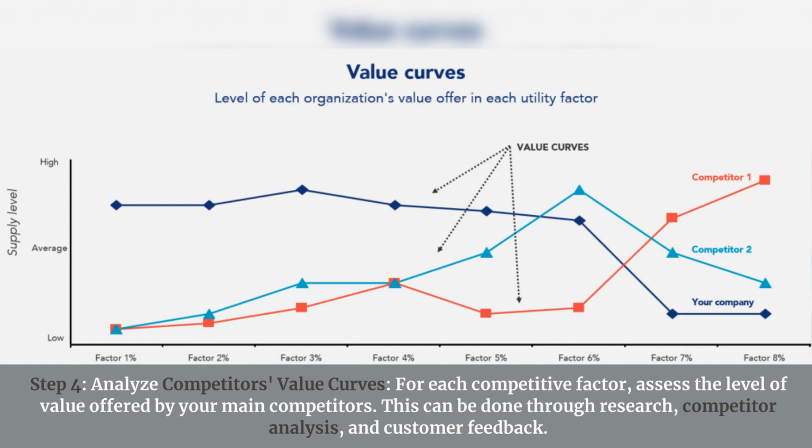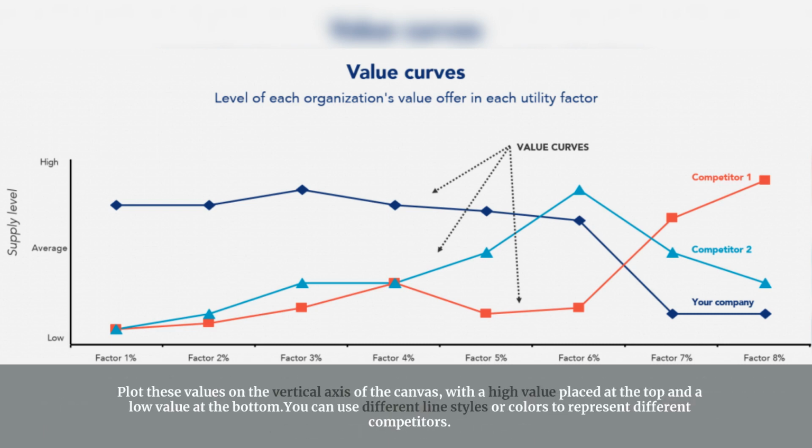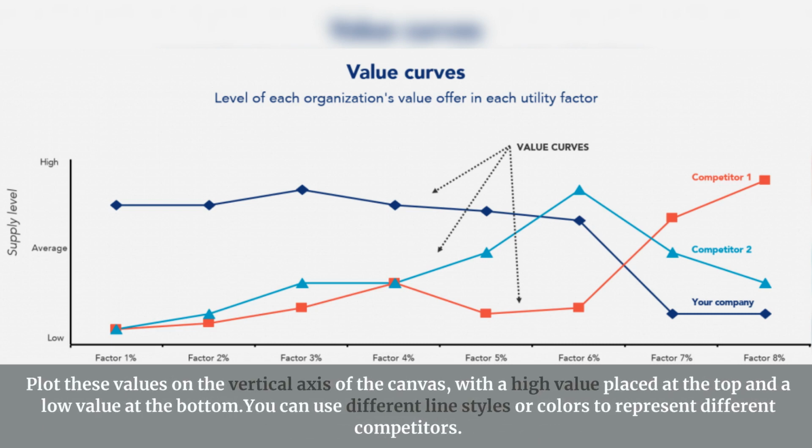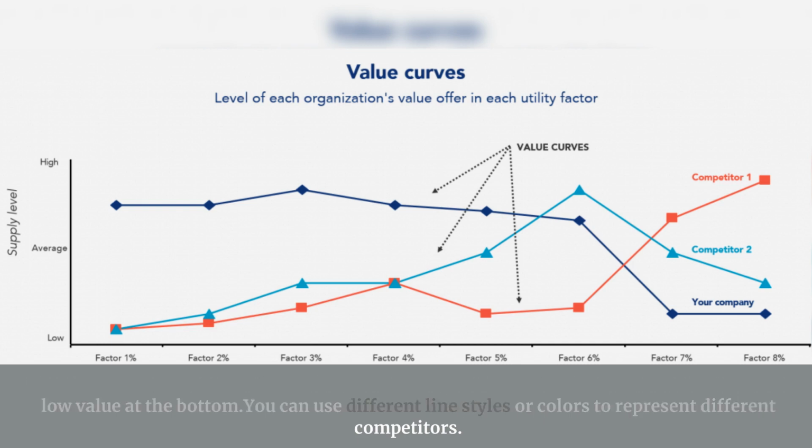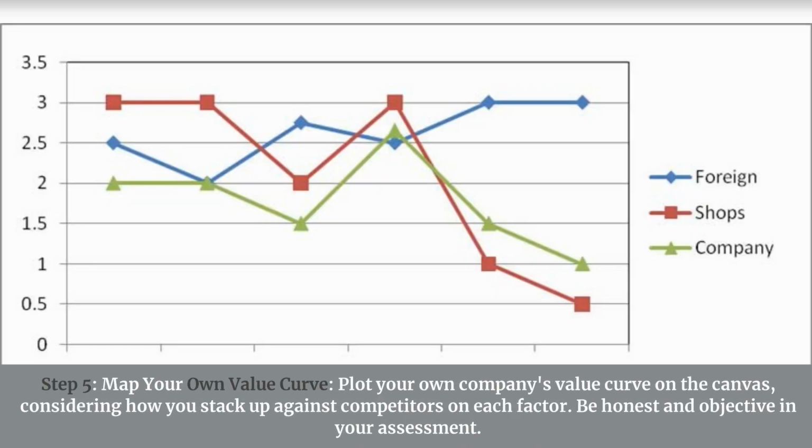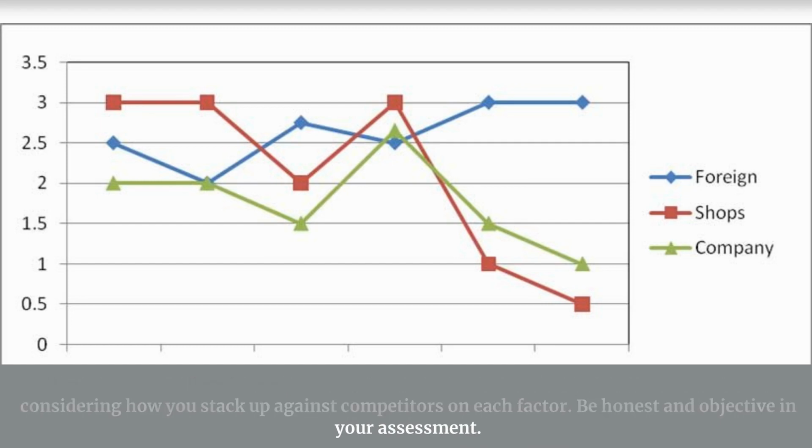Step 4. Analyze competitors' value curves. For each competitive factor, assess the level of value offered by your main competitors. This can be done through research, competitor analysis, and customer feedback. Plot these values on the vertical axis of the canvas, with a high value placed at the top and a low value at the bottom. You can use different line styles or colors to represent different competitors. Step 5. Map your own value curve. Plot your own company's value curve on the canvas, considering how you stack up against competitors on each factor. Be honest and objective in your assessment.